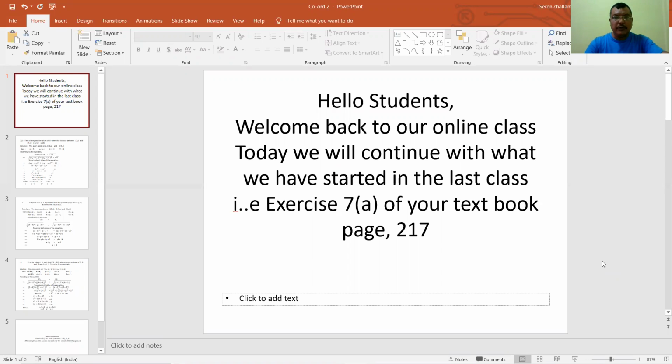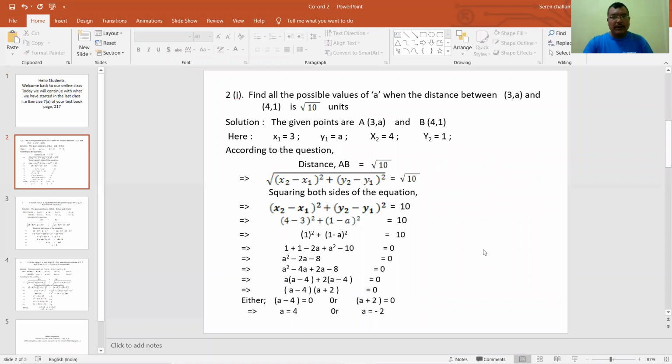Today we will continue with what we started in the last class, that is exercise 7A of your textbook, page 217. Now, question number 2.1 of exercise 7A says, find all the possible values of a when the distance between (3, a) and (4, 1) is square root of 10 units.